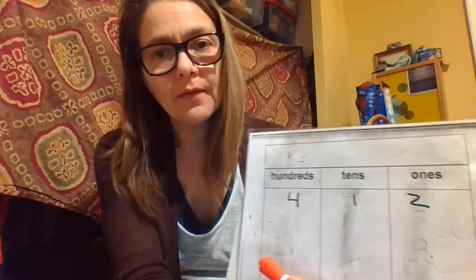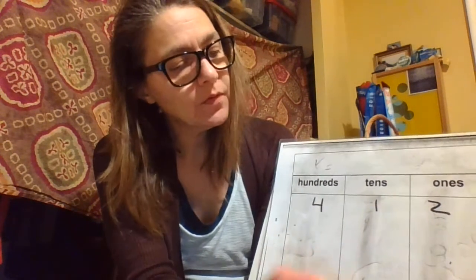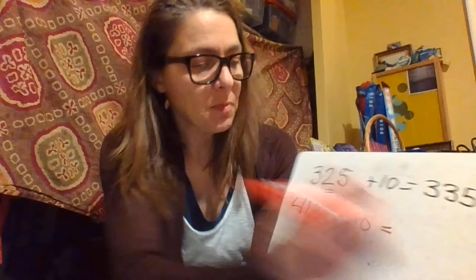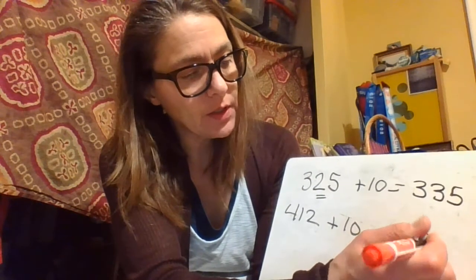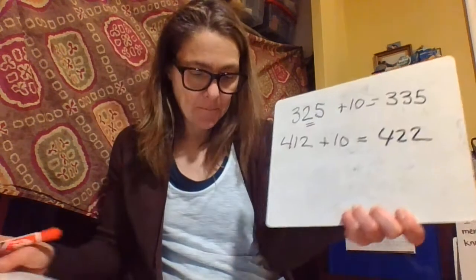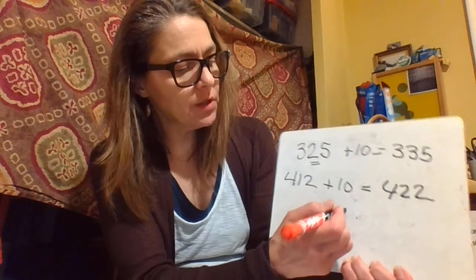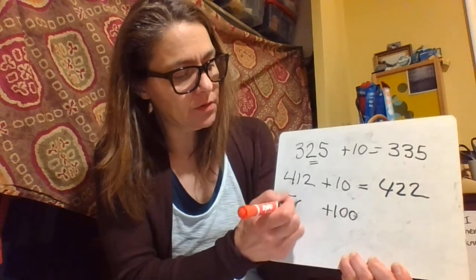412. And we're adding 10. So the tens digit is changing, and it's going to be 10 more. So we have 422. Okay, and then in number 3, they ask you to add 100 to 500.